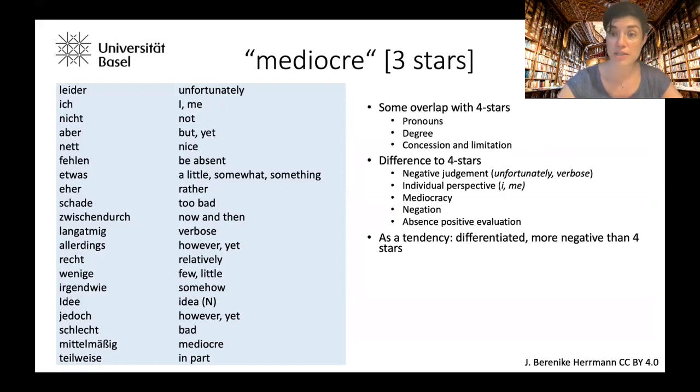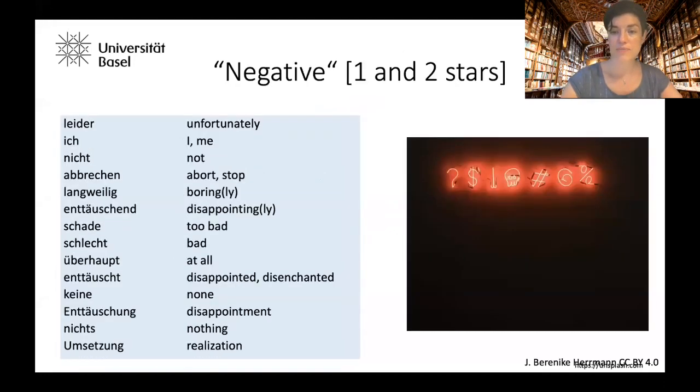So the "unfortunately" and the "verbose." And then, as I said, there's an individual perspective. And there is lexis that refers to mediocrity. Also, we find negation, "not." And we also see the absence, really, of positive evaluation. So as a tendency, these reviews seem to use typically a more differentiated lexis, and it's clearly more negative than 4 stars.